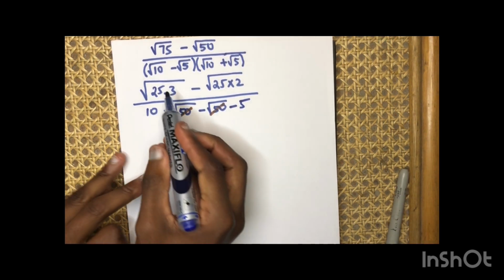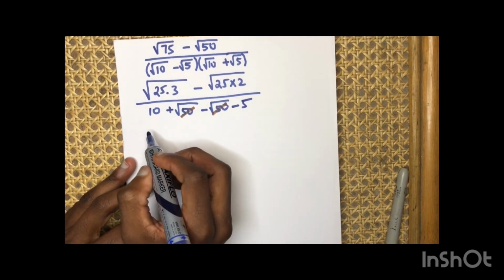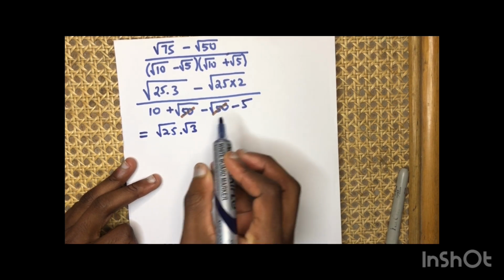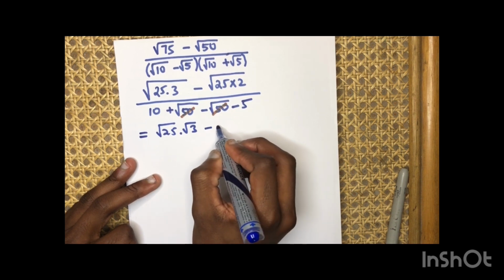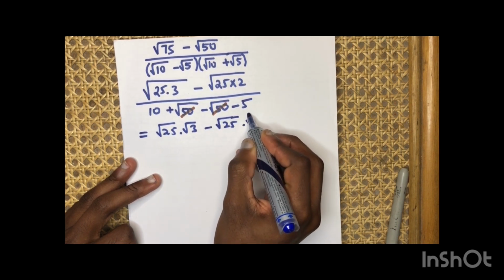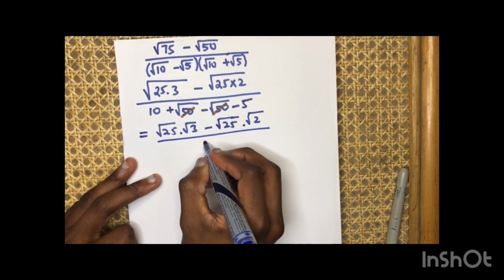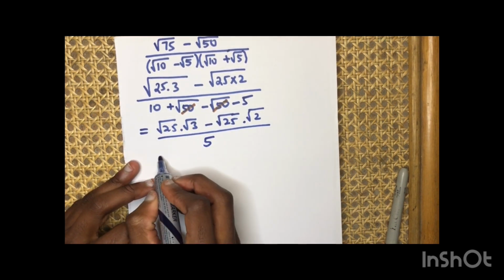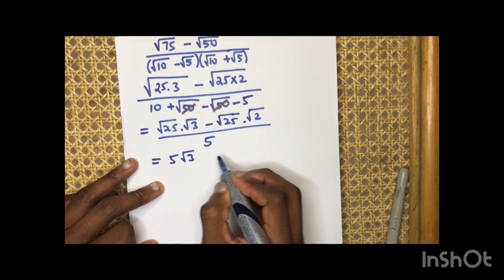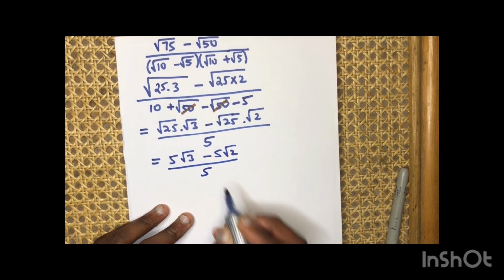Now, if you apply laws here, your law number 1, multiplication law, so you are going to have root 25 times root 3 minus root 25 again times root 2 over, then we have 10 minus 5, you get 5. So here, guys, root 25 will give you 5. Root 3 minus 5 root 2 over 5.